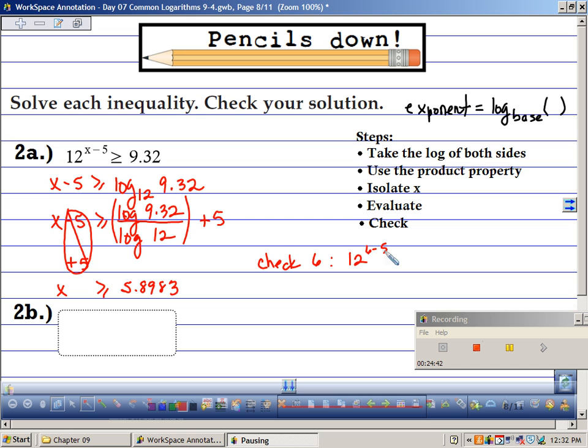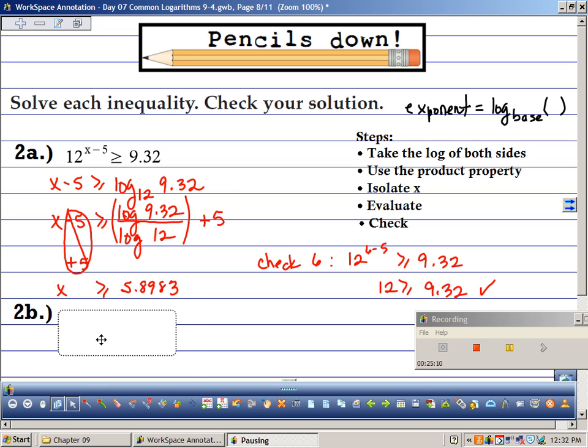Carla? Yep, thank you. Is 12 to the 1, which is 12, larger than or equal to 9.32? Yes, it checks. That check's not that bad, right? What, you don't want the remote? Okay, write that down and do this one on your own.